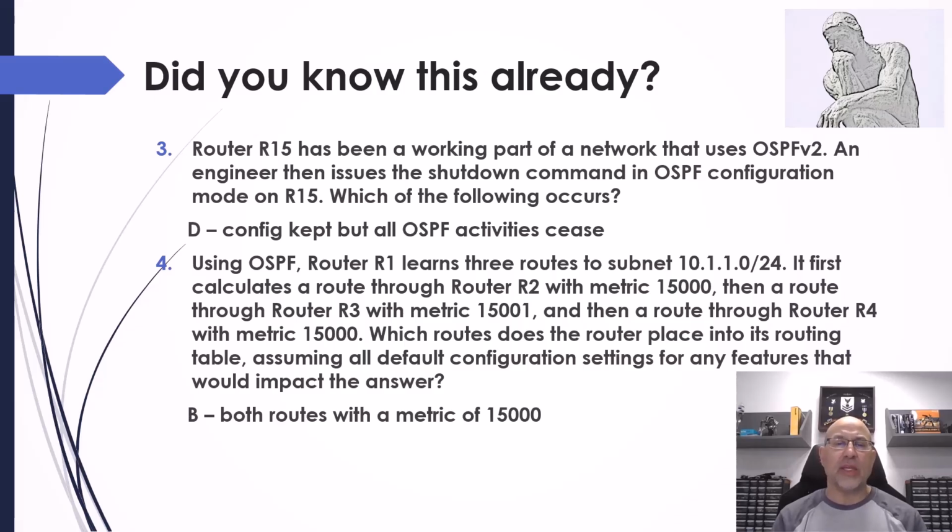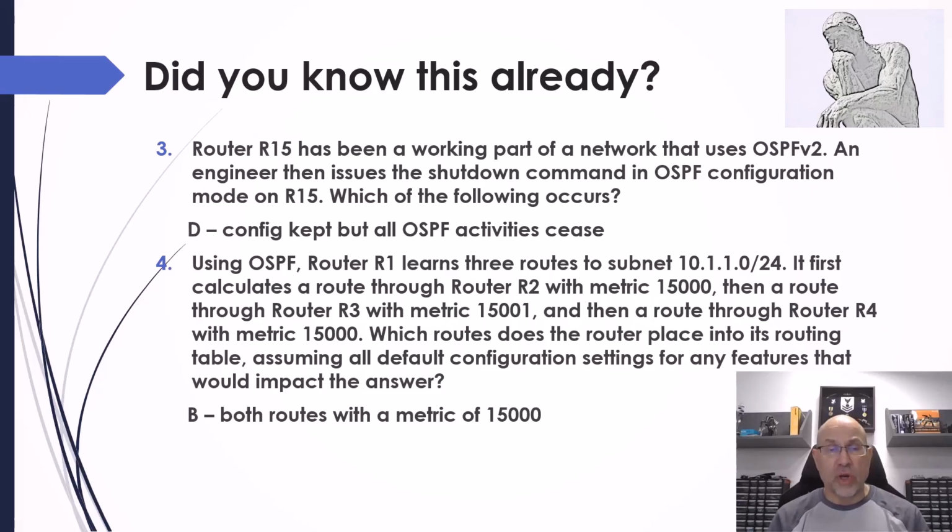Question number 3. Router R15 has been a working part of a network that uses OSPFv2. An engineer then issues the shutdown command in OSPF configuration mode on R15. Which of the following occurs? Well, the answer to that one was D. The config is kept, but all OSPF activities cease. So everything you learned via OSPF is gone, but the config lines are still there. So if you did a no shut, it'd be right back in business.